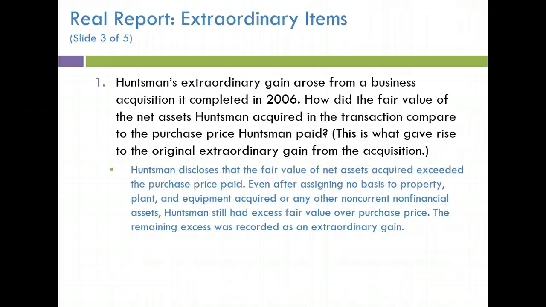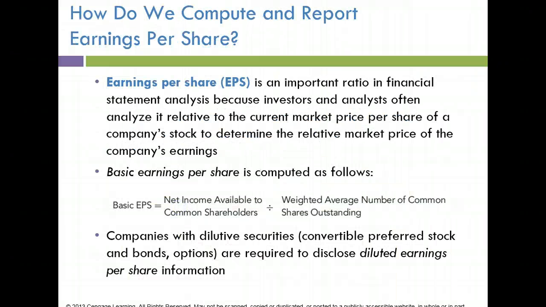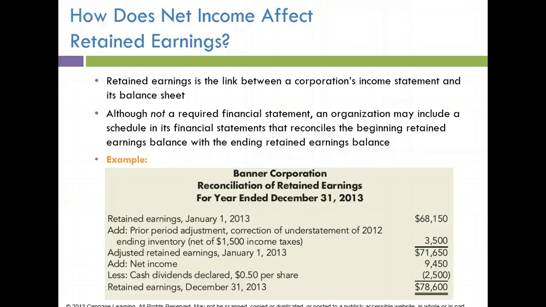Let's see here. So I think what I want to do, how does net income affect retained earnings? Ultimately, net income at the end of the period is going to be added to the retained earnings to begin the next period. So as you can see here in this example, we start the retained earnings at the beginning of the period. If there are any adjustments, we show that in here. We add our net income and we subtract our dividends to come up with an ending balance.